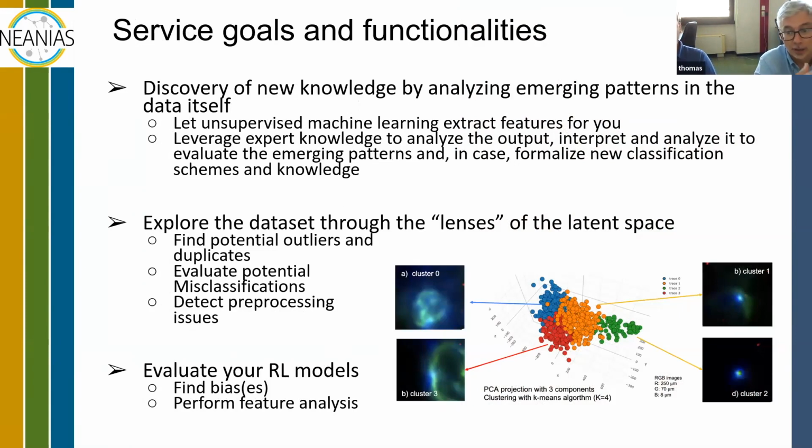The tool we came up with essentially supports discovery of new knowledge by analyzing emerging patterns in the data itself. Throughout the process, you are pushed to explore the data set through the lenses of what we can call a latent space, and we are going to talk about it shortly. This process also has potentially useful side effects, like finding potential outliers and duplicates. Also, in case some kind of ground truth is present, one can detect potential misclassification and detect issues in the preprocessing phases that are made strikingly clear by looking at the disposition of the points associated to the pictures in a 2D or 3D space.